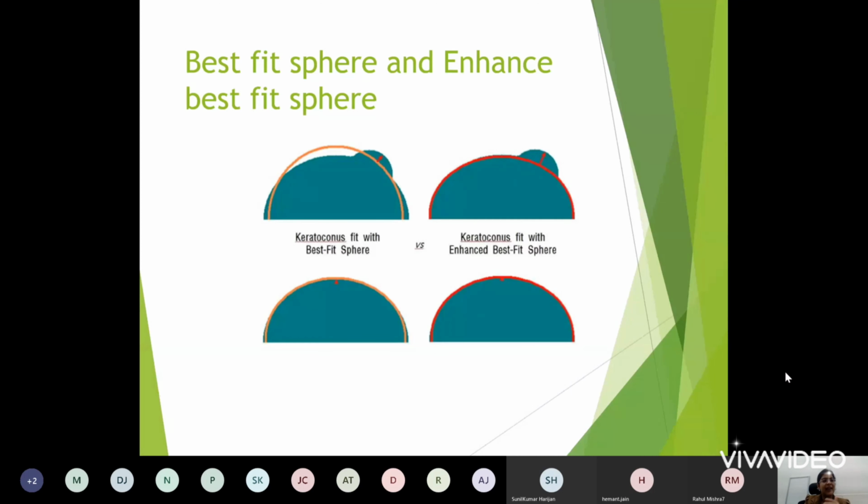Coming to the best fit sphere and enhanced best fit sphere. Recently, Michael Belin has come up with enhanced best fit sphere. First of all, what is best fit sphere? Computer calculates the best hypothetical sphere that matches the actual corneal shape. Areas above the sphere are red and below in cooler colors, as we can see here. So the computer automatically calculates a hypothetical sphere and it leaves the mountain, or the points that are elevated.